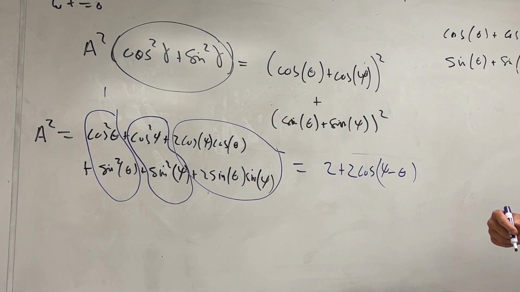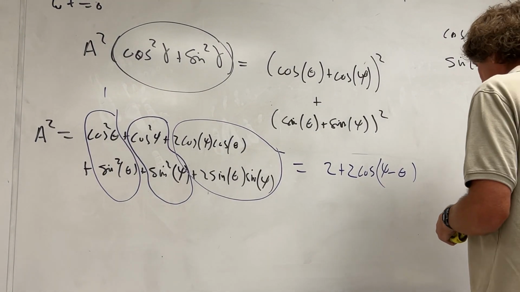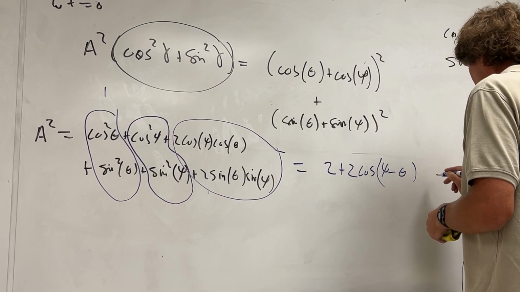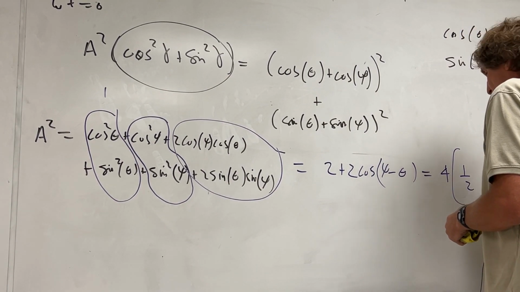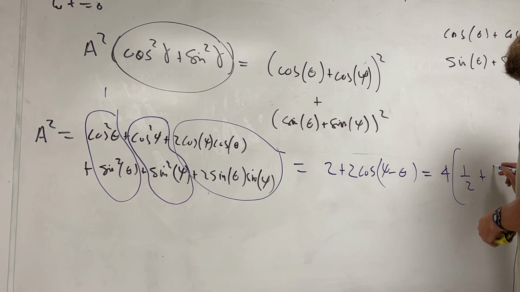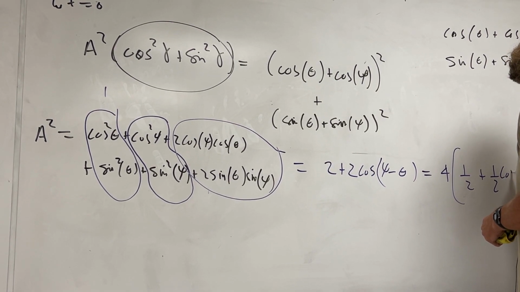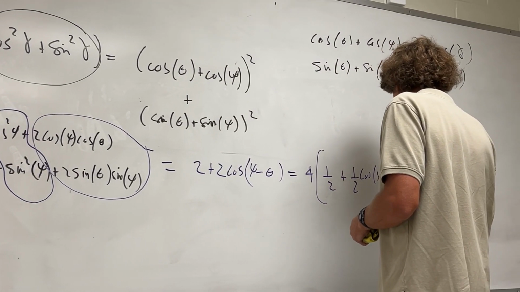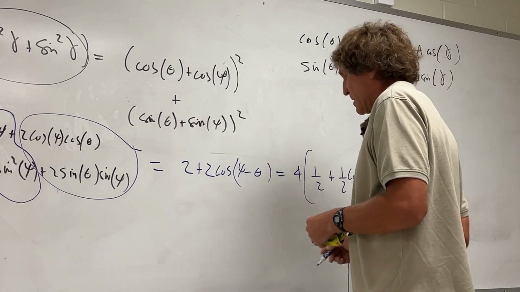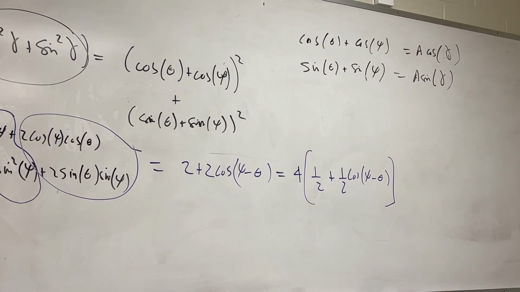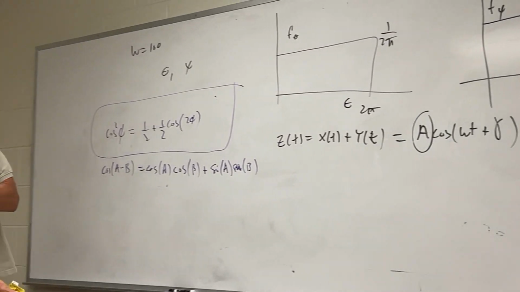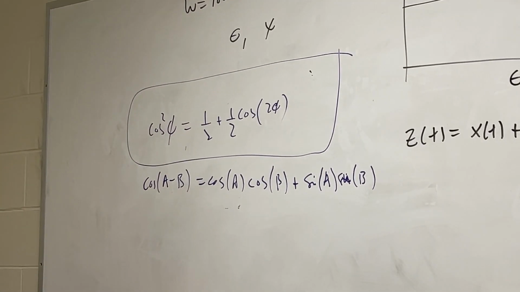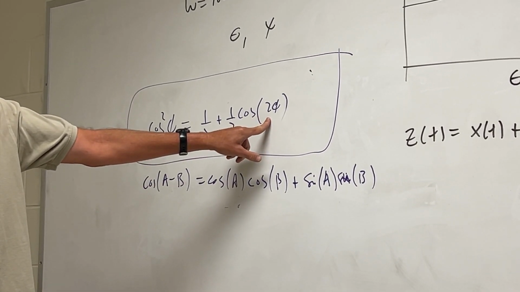Agreed, class? Now I'm going to do this. I'm going to factor this, and I'm going to say this is equal to 4 times 1/2 plus 1/2 cosine of psi minus theta. You'll understand why in a second. And I go back to here. If you look at that, the psi minus theta right there would be equivalent to 2 phi here.